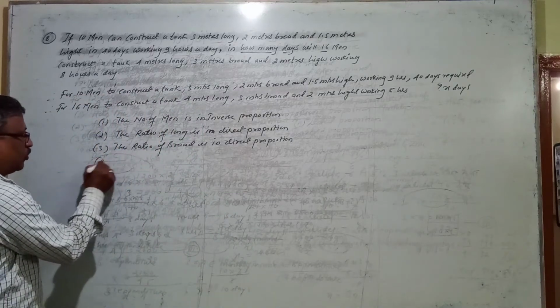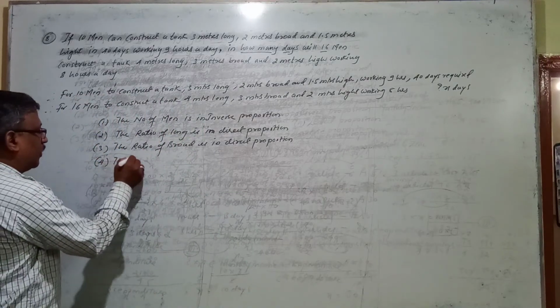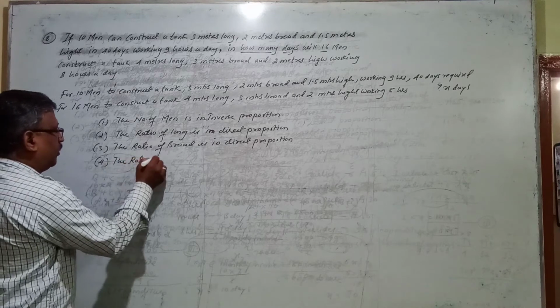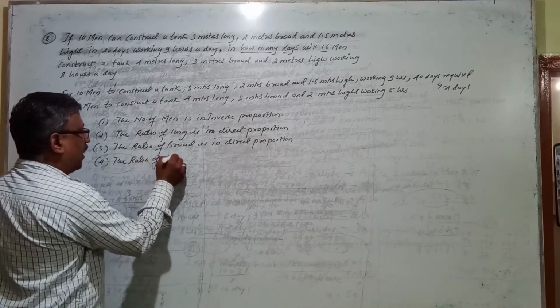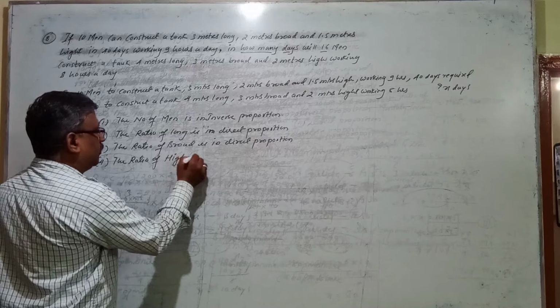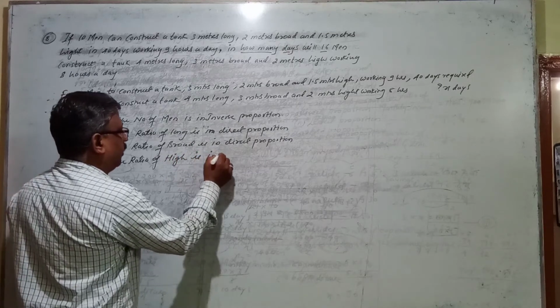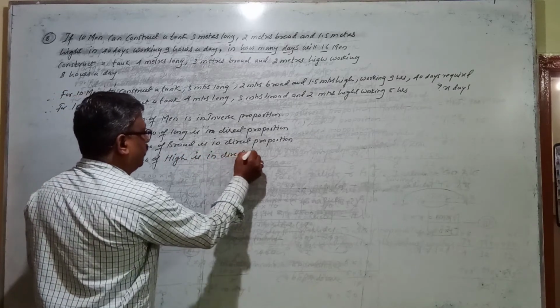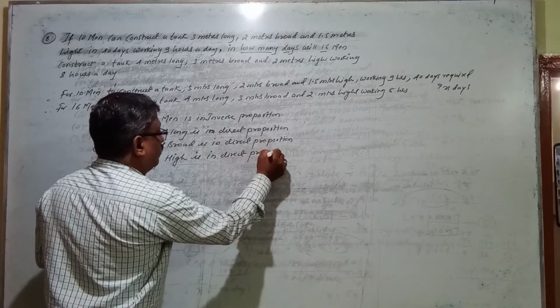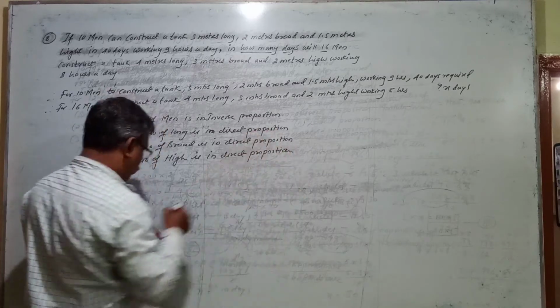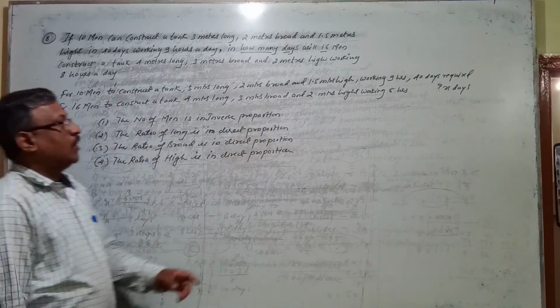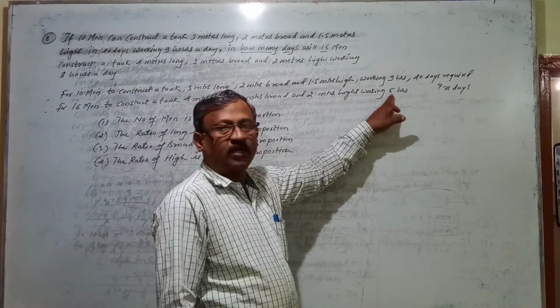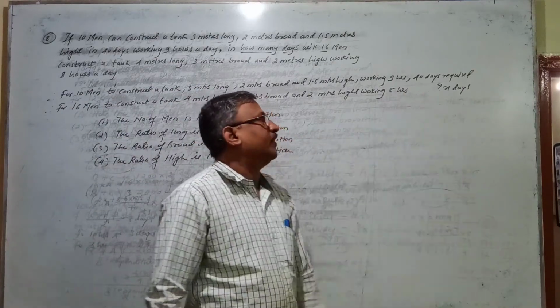So below this you put number 4 and write: the ratio of height is in direct proportion. And now lastly we have to compare the number of hours with the number of days.